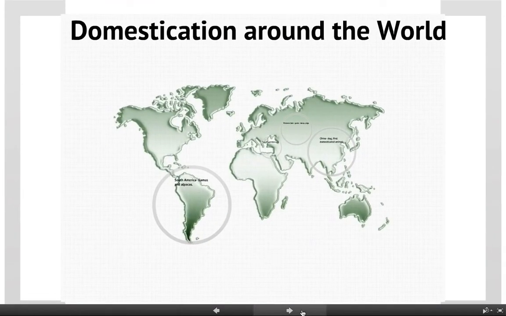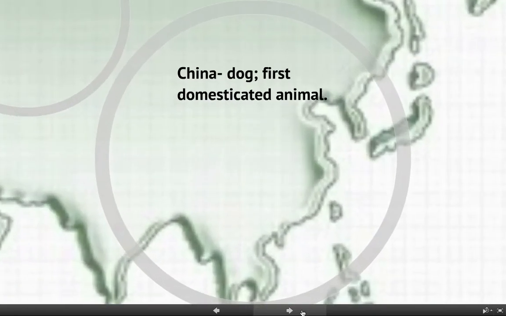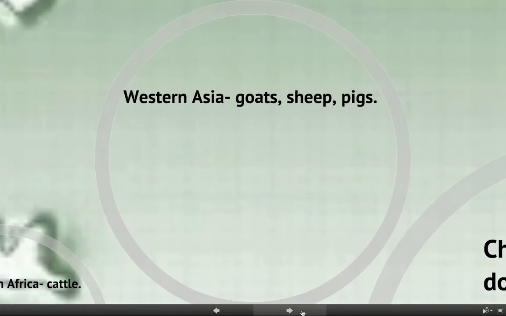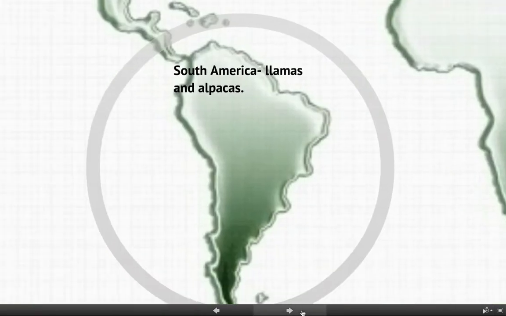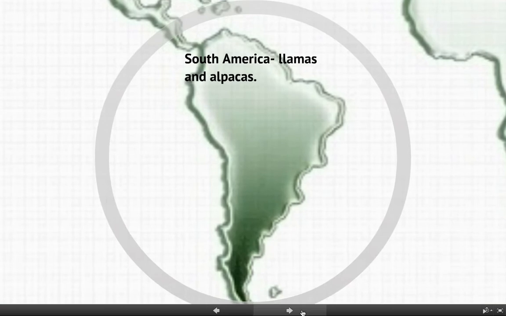So a little look at domestication around the world. So what type of animals were domesticated in different parts of the world. The first known domesticated animal is man's best friend, the dog, and they were first domesticated in China. If you go into Western Asia, a lot of goats and sheep and pigs were domesticated and used for human use. Turkey and Western Africa, you see a lot of cattle, cows being used, right, being domesticated. And if you go to South America, the people that lived there had to domesticate llamas and alpacas because those were the type of animals that lived there.